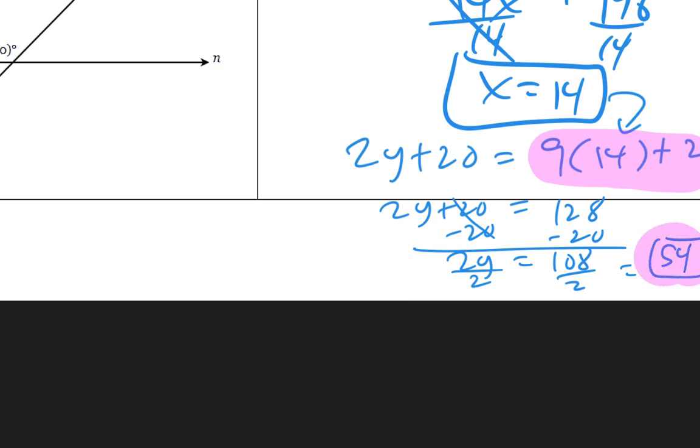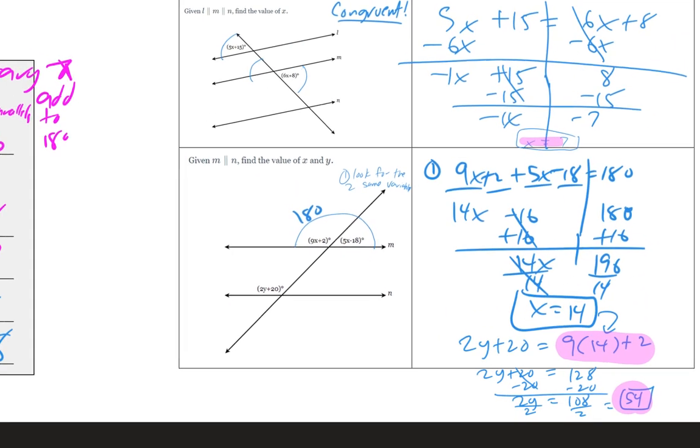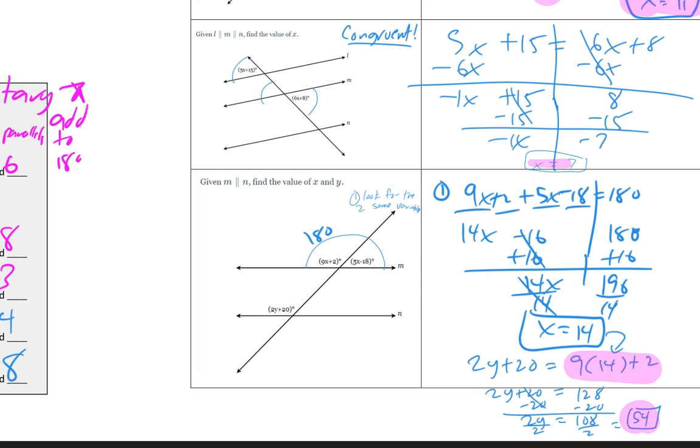I know you can do this. If you have any questions, just let me know. All we got to do is think that all of these angles either add up to 180 or they are congruent to each other. That's the whole thing. Either they add up to 180 or they're equal to each other. That's the whole lesson.